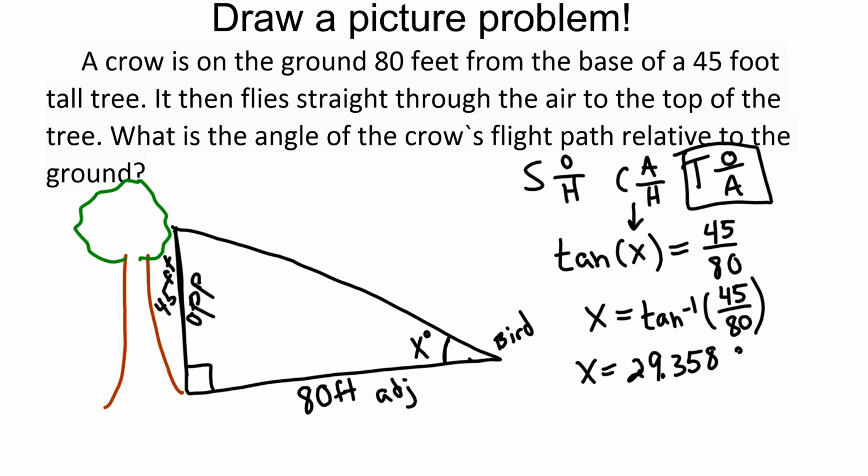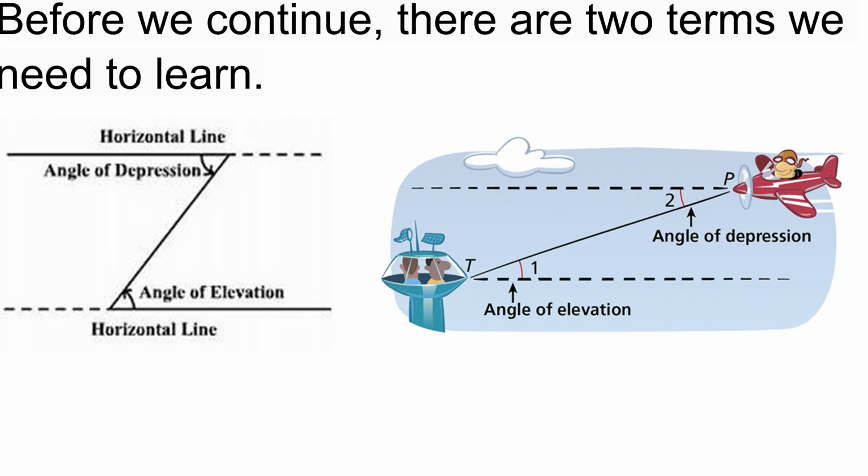All right, so let's take a look at our next problem. Actually, before we do that, we need to talk about 2 terms. These terms are called the angle of elevation and the angle of depression. So really, these 2 angles are actually the same exact angle. If you look at this picture here, angle 1 and angle 2 are actually the same angle.